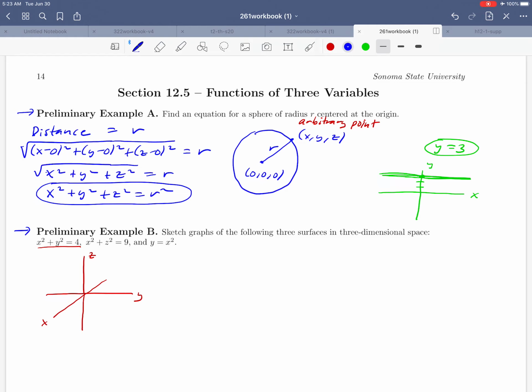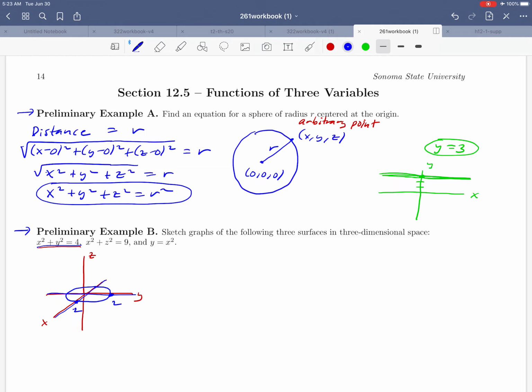We'll start in 2 dimensions and ask, what would x squared plus y squared equals 4 look like in 2 dimensions, just x and y? Well, that would be a circle of radius 2. Okay, and we're going to draw it in the xy plane. By that, I mean the plane that contains the x and the y axis. Okay, so the circle is going to look like this. So 2 and 2.